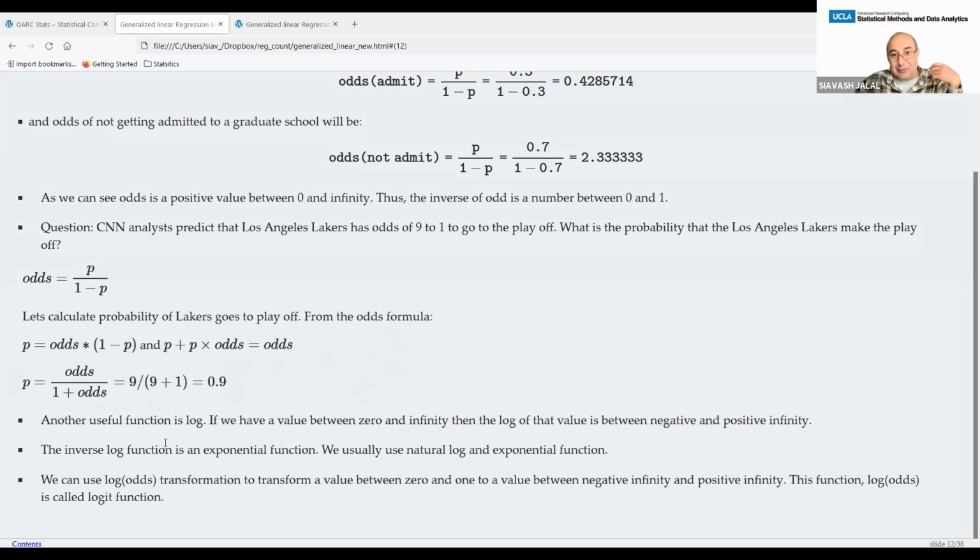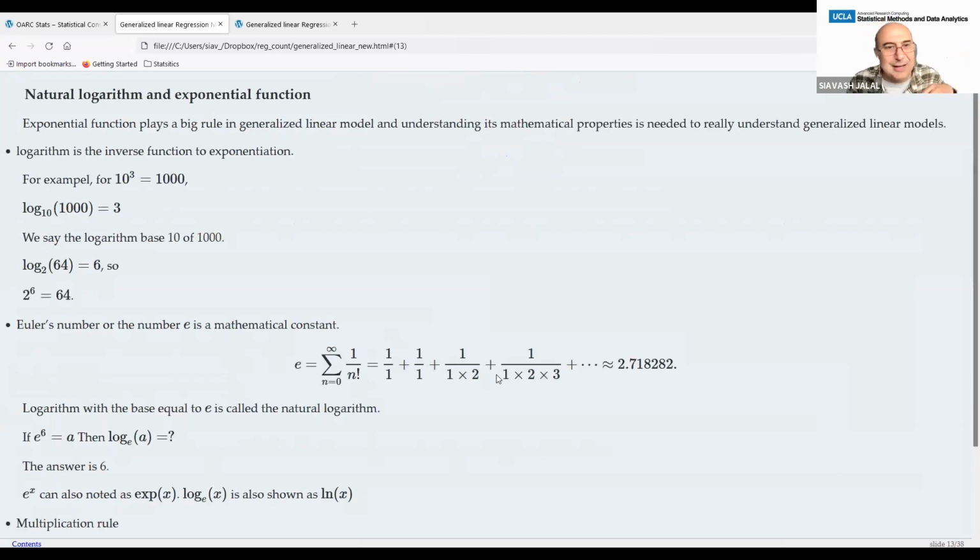Another useful function, as we see, is the log function, right? And I want to show you a little math of this. Please bear with me if it's boring, I know, but we have to go over this to really understand the generalized linear model. So another function is the exponential function and log function.